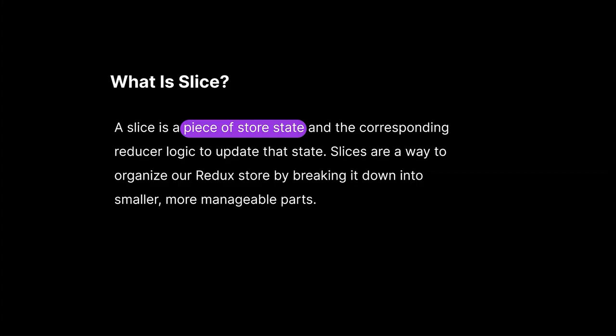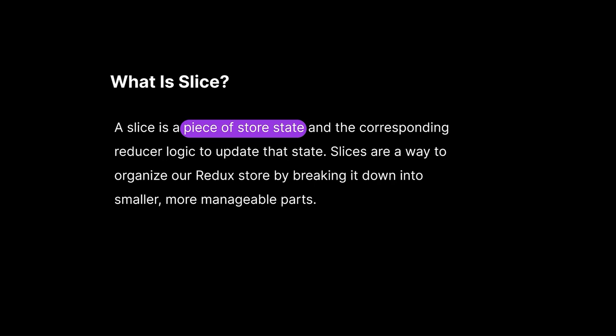So now let's talk about another essential component of Redux Toolkit, which is called slices. So what is a slice and why should you care about it? A slice is a piece of store state and the corresponding reducer logic to update that specific state. So slices are a way to organize our Redux store by breaking it down into smaller and more manageable parts. And yeah, I know that sounds a bit scary and confusing.